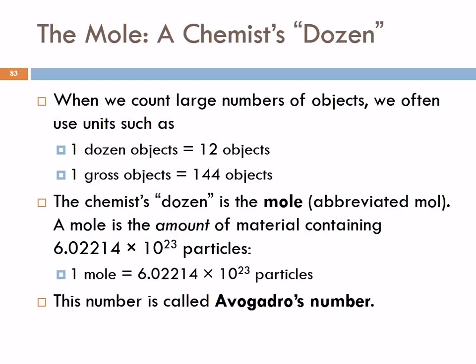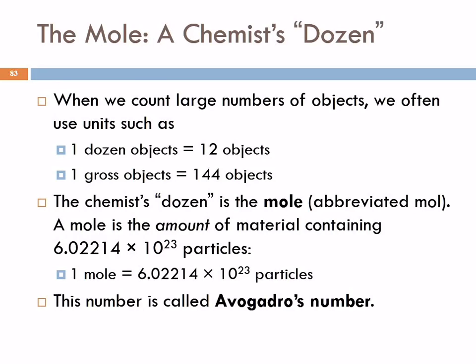When we count large numbers of objects, we often use counting units. We all know what a dozen is, right? A dozen is 12. You could have a dozen eggs. You could have a dozen donuts. You could have a dozen spaceships. You could have a dozen planets. You could have a dozen anything. It's just 12 of them. There's another unit you might not be as familiar with, a gross. A gross is a dozen dozen, so 144 objects. Another counting unit is the ream. A ream of paper means there's 500 pieces.